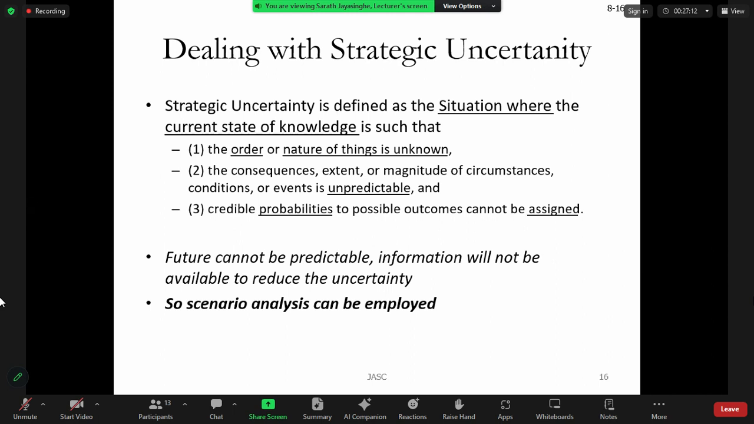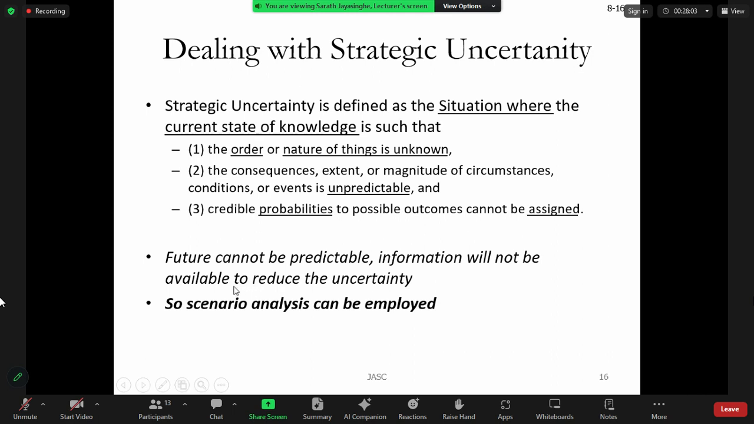Strategic uncertainty is defined as a situation where the current state of knowledge is such that the order or nature of things is unknown. We don't know what will happen, the nature of that, and the order of that happening. Right? So there is a risk. The second one, the consequences, extent or magnitude of circumstances, conditions or events are unpredictable and credible probabilities of possible outcomes cannot be assigned. So we can't think about that probability. We don't know. They are not predictable. So uncertainty is there.